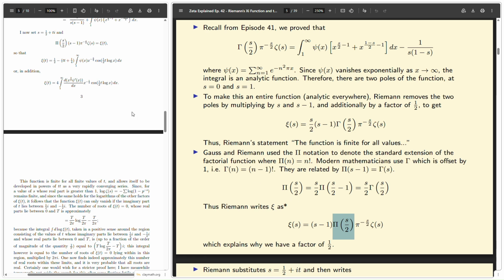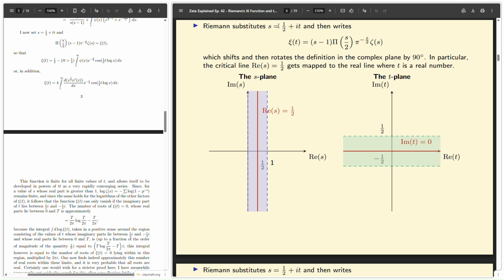And then if you look carefully, there's still a difference here. So this is still not the same as what Riemann wrote. Riemann actually wrote this thing as c of t, not c of s. So what is this t? So Riemann says I now set s equals 1/2 plus ti. So I'm going to call it 1/2 plus it. And then he writes c of t is equal to the thing we had from before.